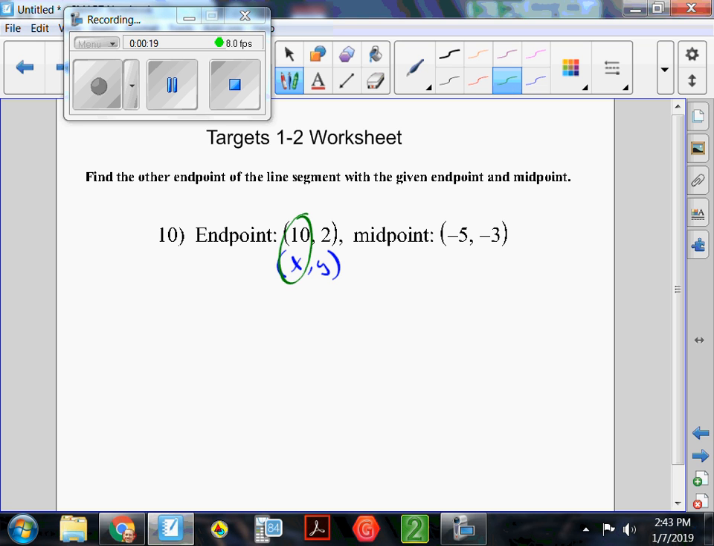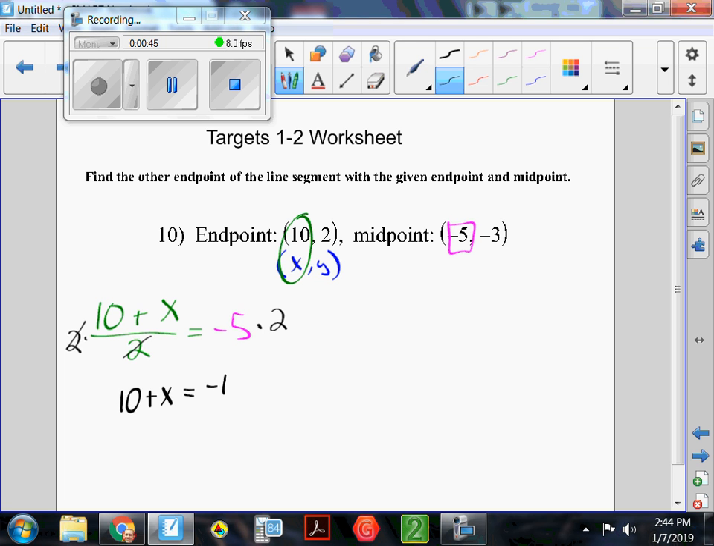My midpoint formula says to add the two x's, so the x I know is 10, the x I don't know is x, and divide by 2. So I'm finding the average of the x's, and I know that's supposed to equal -5 because that's the midpoint. Now I solve this algebra equation, multiply by 2 on both sides. When you multiply by 2 and divide by 2, they cancel each other out. 10 plus x is equal to -10.